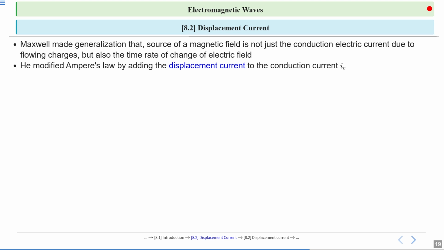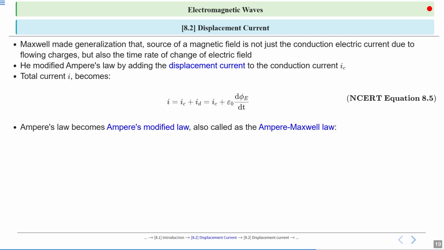So he modified Ampere's law by adding displacement current to the conduction current. The total enclosed current I now becomes I equal to IC plus ID, conduction current plus displacement current, that is IC plus epsilon naught d phi E upon dt. ID was epsilon naught d phi E upon dt; that is NCERT equation 8.5, the total current. Ampere's law becomes Ampere's modified law, or Ampere-Maxwell law.